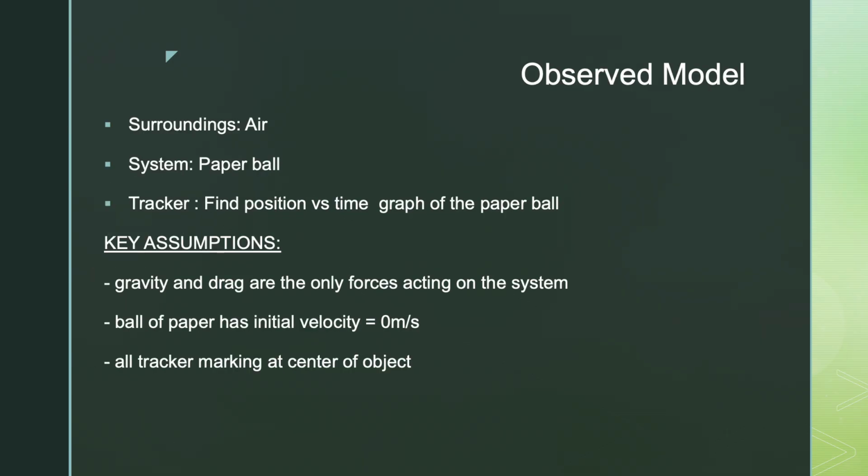Here are our observed model definitions. Our surroundings were the air, our system was our paper ball, and in Tracker we needed to find the position versus time graph of the paper ball. Our key assumptions are that gravity and drag are the only forces acting on the system. The ball of paper has an initial velocity of 0 meters per second as it starts at rest, as well as all the Tracker markings being at the center of the object.